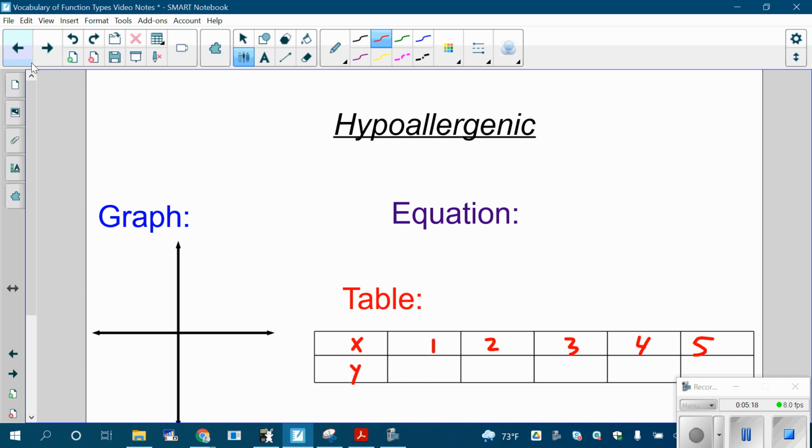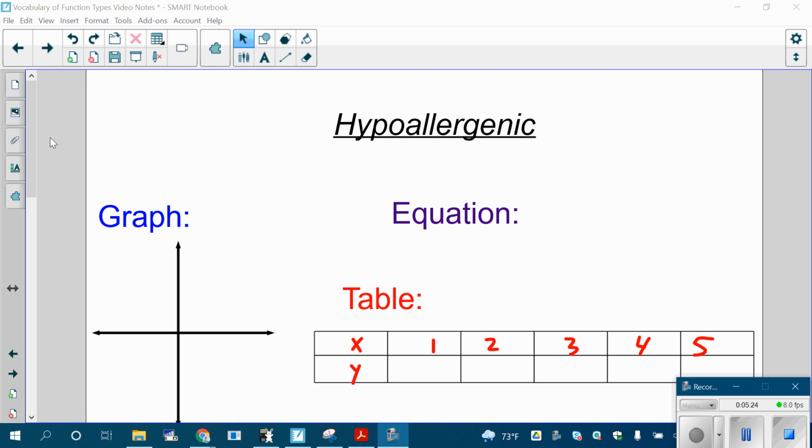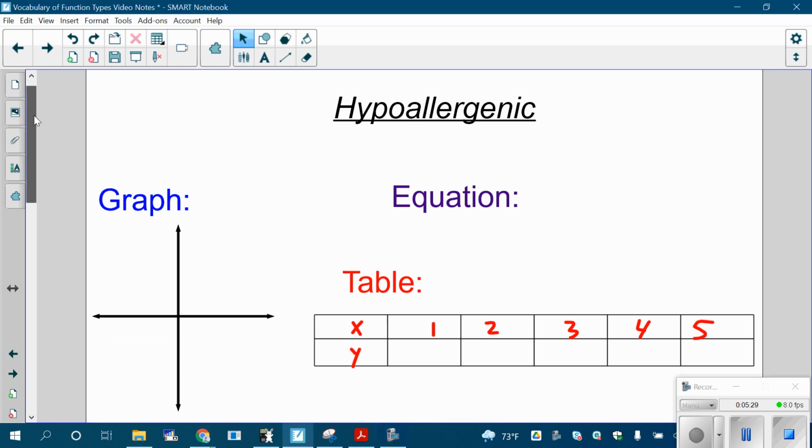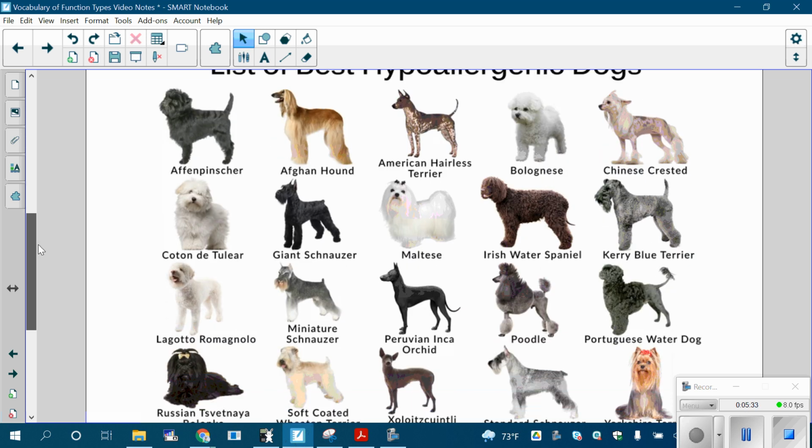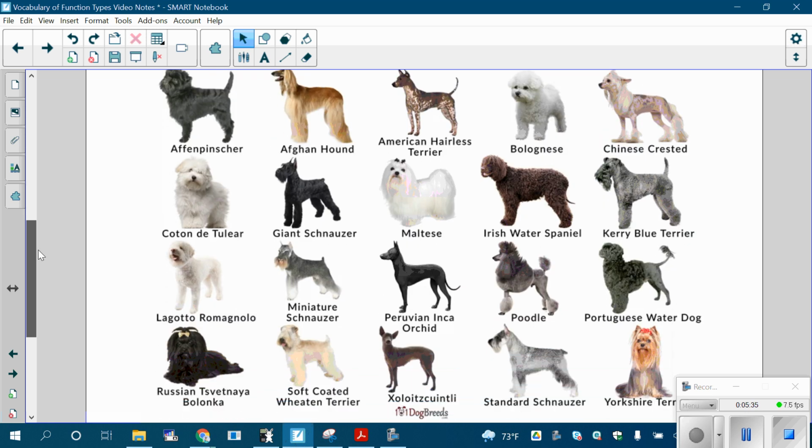Hypoallergenic. I think a lot of you guys missed this one. You may or may not have learned this in your other math class, but hypoallergenic is dogs that don't shed. So you really should know all these different dogs.